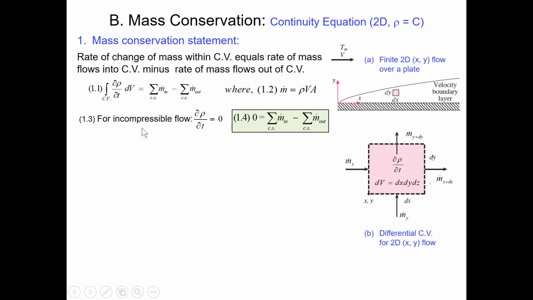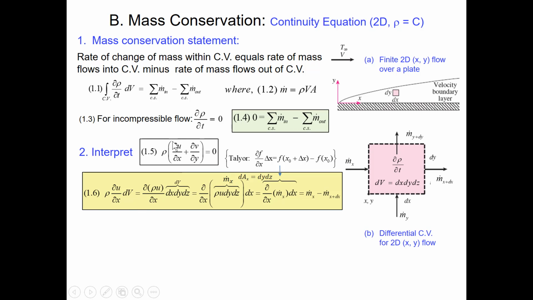Since the flow is incompressible, the density is constant. Therefore, there is no mass change within the control volume. As a result, the mass conservation has a new mathematical expression in equation 1.4. Now, you're ready to interpret the mass conservation equation 1.5, which is also called the continuity equation.